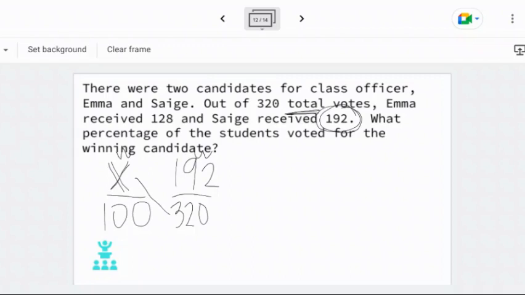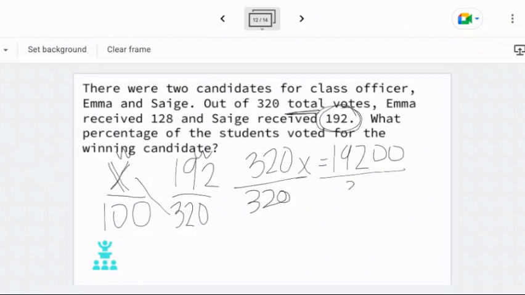320 times x, 320x. 192 times 100, 192 and 2 zeros. Divide by 320. Divide by 320. Cancel 1 zero. Now I have 1,000.